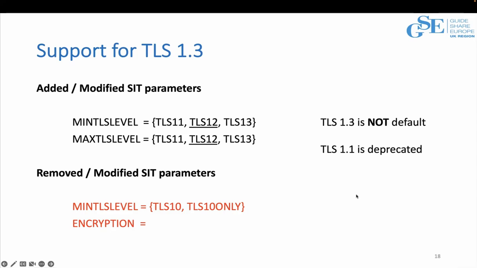Interestingly enough, it's good to note that TLS 1.3 is not default in CICS 6.1. It's TLS 1.2. And that is simply because there are configuration efforts and migration efforts to take into account when we're migrating to TLS 1.3. And we've now deprecated TLS 1.1 as well. So it's still an option, but it's going away essentially.